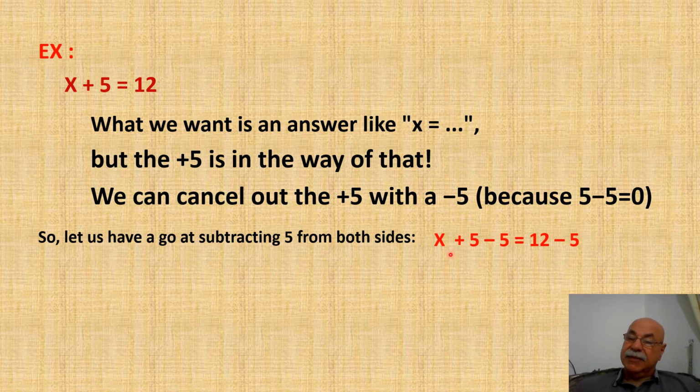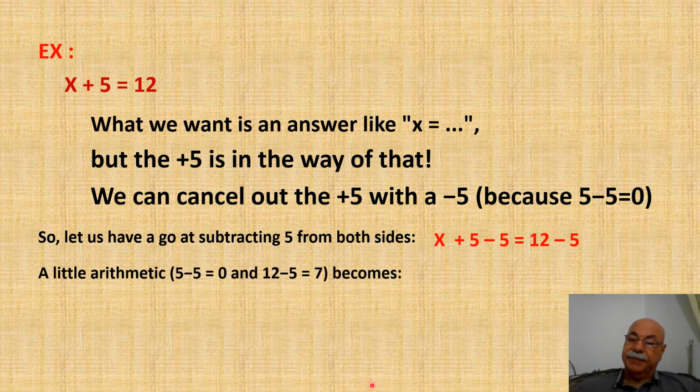See, x plus 5 minus 5, and 12 minus 5 for both sides. In order to cancel this with this, because plus 5 minus 5 is 0, it's gone, and it becomes x equals 12 minus 5, which is 7. You see, in arithmetic, 5 minus 5 equals 0, and 12 minus 5 equals 7.